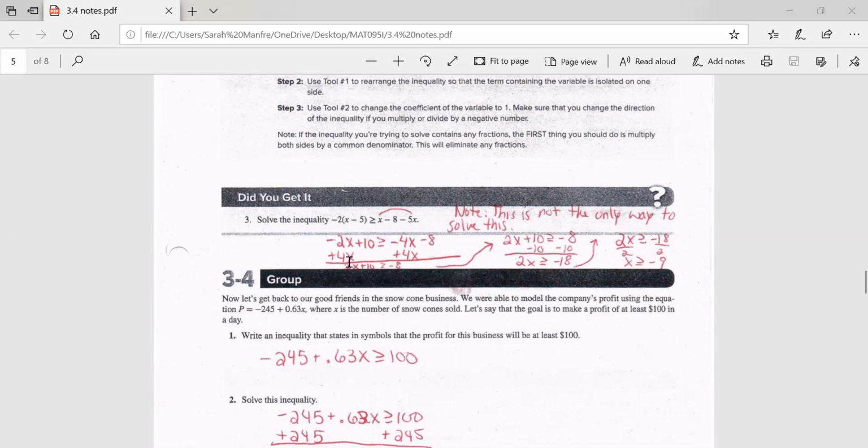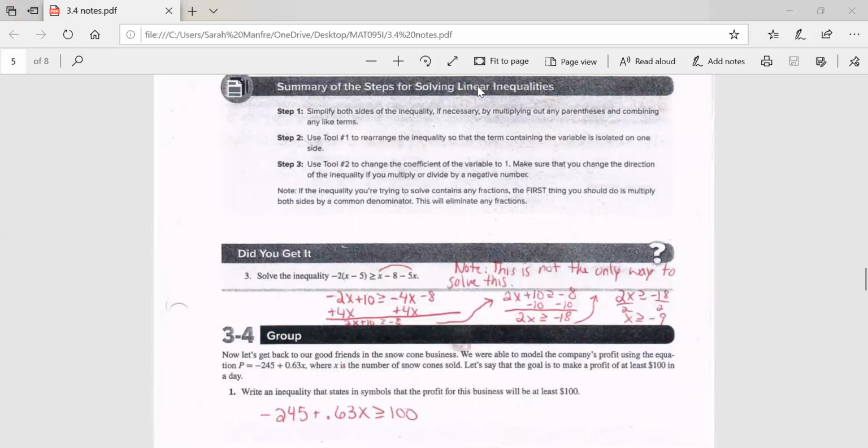And the reason why that's important is because if you did the other way and you added 2x, I would have had a -2x, and then you would have had to divide by a negative in the end. So it's just one more thing to have to worry about with the sign. So whenever you're dealing with inequalities, do everything you can to keep that variable positive so that you don't have to worry about dividing or multiplying by a negative in the end. All right, and that is the end of the classwork.